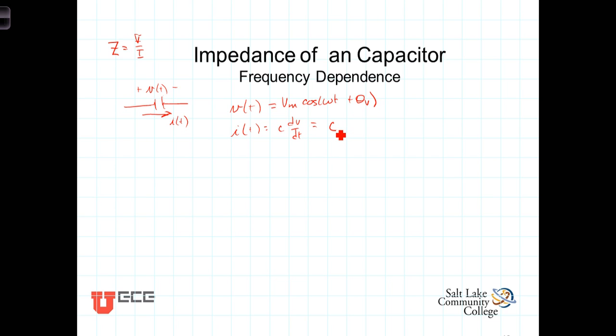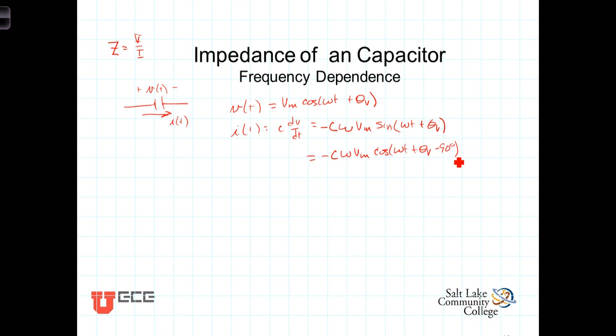Now once again, the derivative of the cosine is negative the sine, so we'll bring the negative out in front here. The chain rule is going to give us an omega out in front. We have then the V sub m, and we'll have then the sine of omega t plus theta sub v. And once again, we want to write this in terms of a cosine rather than a sine. So this is going to equal negative C times omega times V sub m times the cosine of omega t plus theta sub v minus 90 degrees.